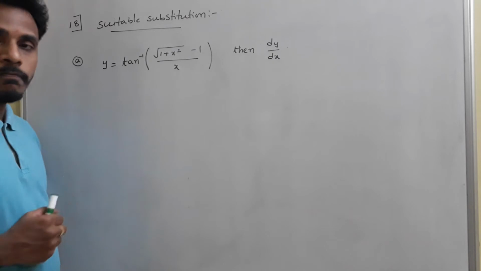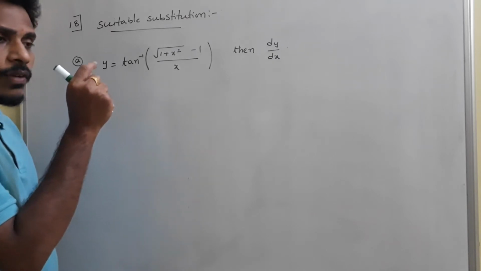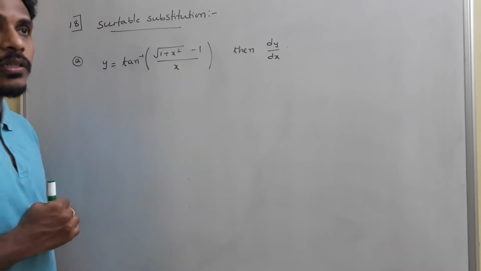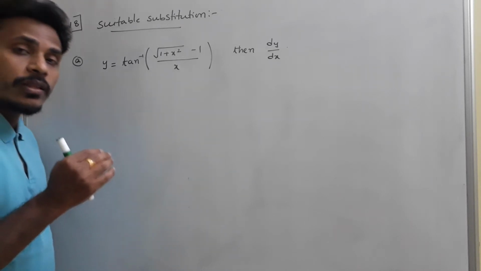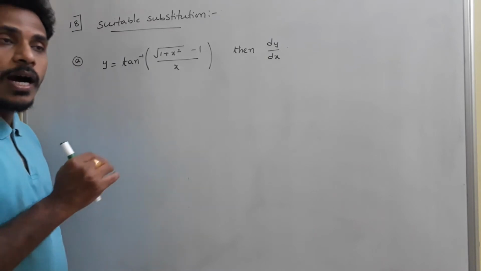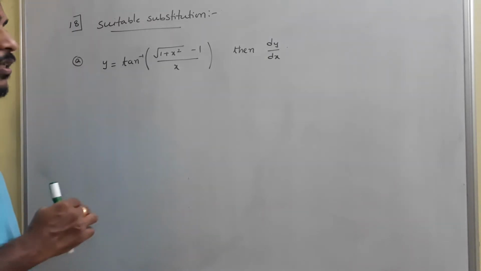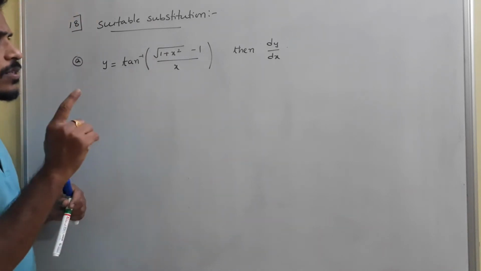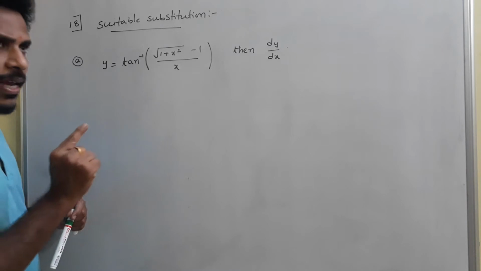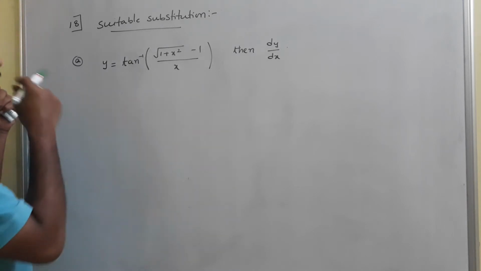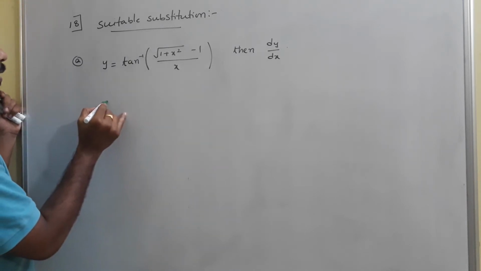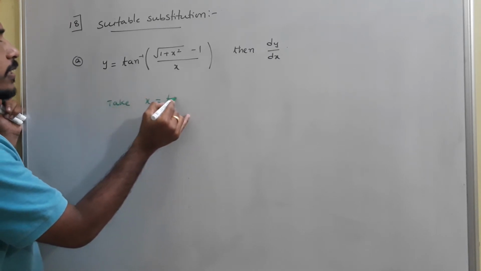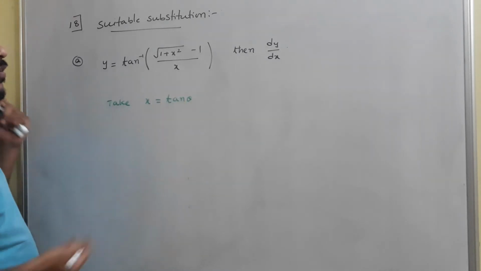If you observe, we have different trigonometric identities like sin square theta plus cos square theta equals 1, secant square theta minus tan square theta equals 1, and cosecant square theta minus cot square theta equals 1. Since here it is tan, what do I need to use? Secant square theta minus tan square theta is 1. So let us take x equals tan theta. Just observe what will happen.